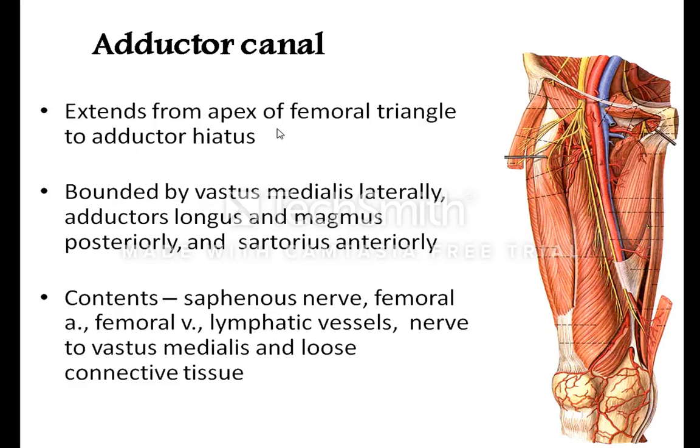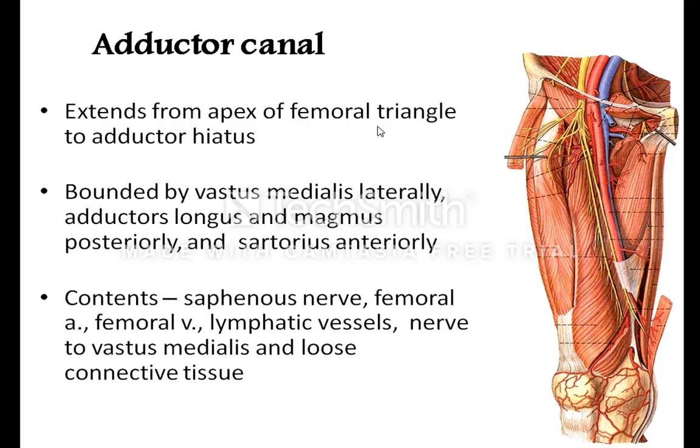Another structure we have on the anterior side is the adductor canal. Adductor canal, or another name is the subsartorial canal, because it is below the sartorius muscle, or the Hunter canal. All of these are the same names for the same canal. So it extends from the apex of the femoral triangle, which is facing downward, to the adductor hiatus, which is an arch of the adductor magnus muscle.